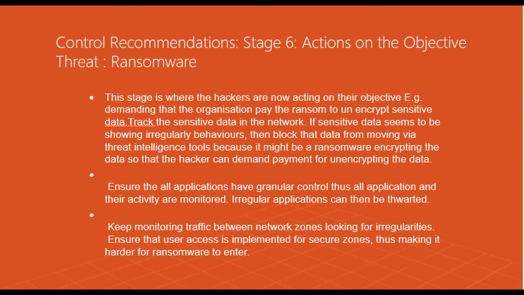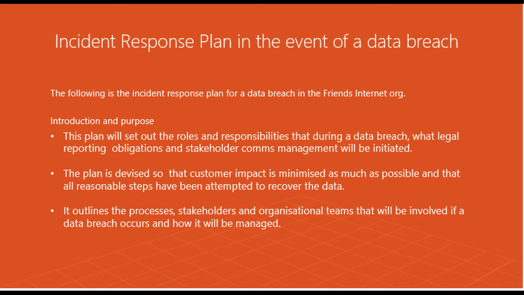So this is the stage where the hackers are now acting on their objectives. If there's sensitive data, this is where we need to track the sensitive data in the network. If sensitive data seems to be showing irregular behaviors, like being copied to places it doesn't usually get copied to, then block that data from moving via threat intelligence tools. Second point is ensure all applications have granular control, so all applications and their activity are monitored, and keep monitoring traffic between network zones, looking for irregularity.